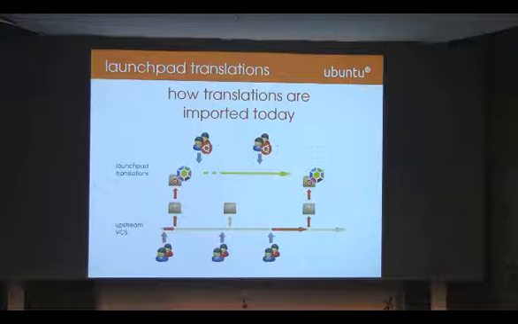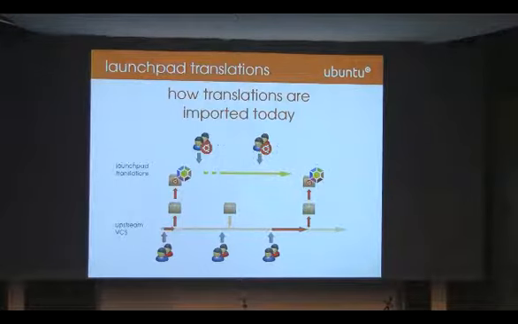And you can see here, these little fellows are the upstream translators, who continually do their work directly in the VCS. These translations only are made available when there's an upstream release. That's basically a tarball, and they get released at regular intervals.